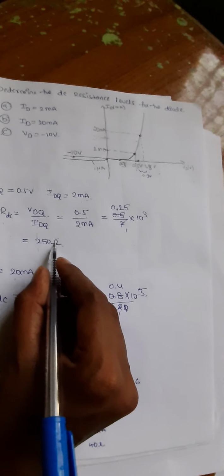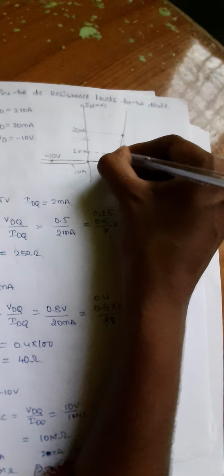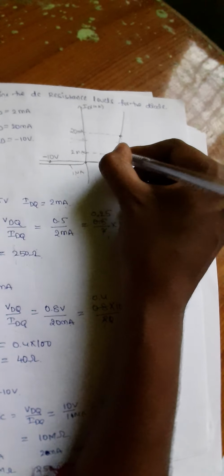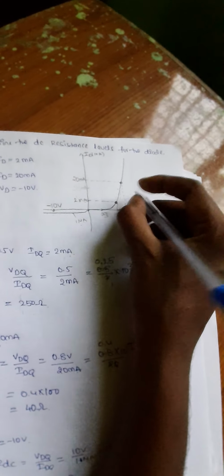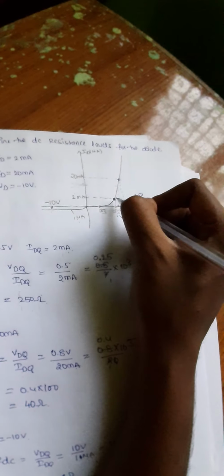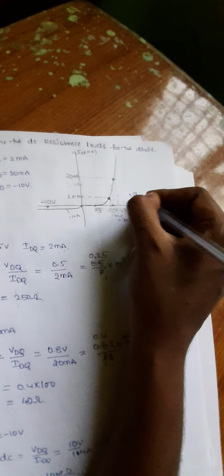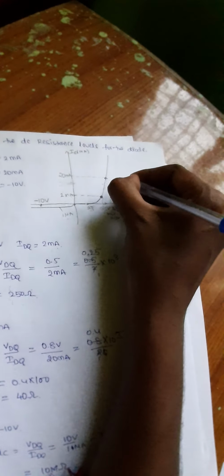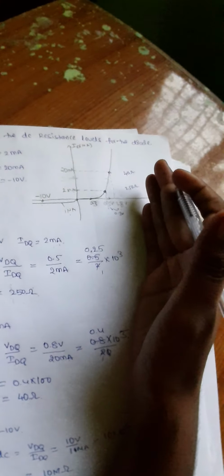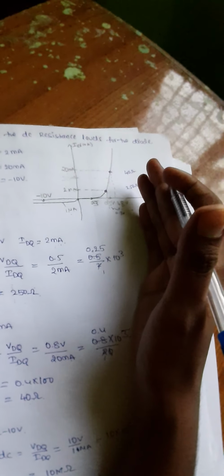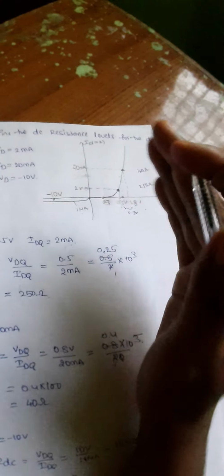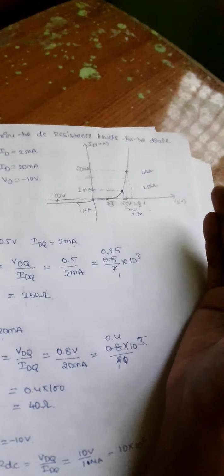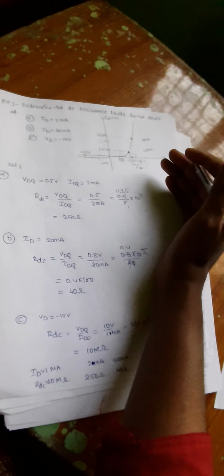Firstly, for 2 milliamps we have 250 ohms, so the resistance over here is 250 ohms. We change the Q point from here to here, and the resistance changes from 250 ohms to 40 ohms. So the DC resistance depends upon the Q point. As we change the Q point, there is a change in the resistance. This resistance and the current are inversely proportional to each other. Okay, thank you.